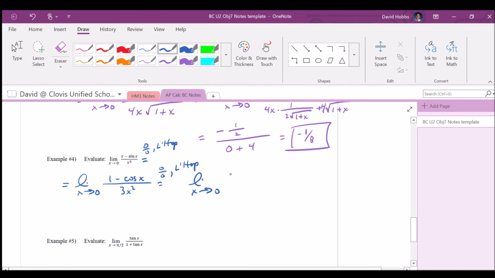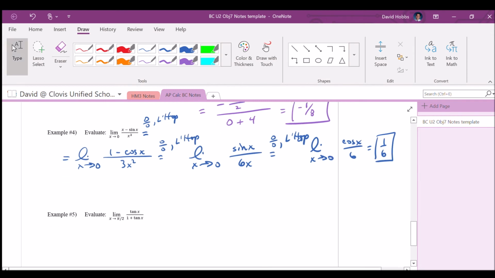And so I get sine x over 6x, which is 0 over 0. And so we get the limit as x approaches 0 of cosine x over 6. Oh, my denominator is just 6, so I'm going to be done here. What's cosine of 0? 1. Okay, well, that's pretty cool.